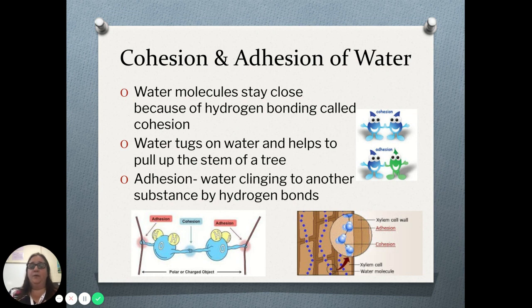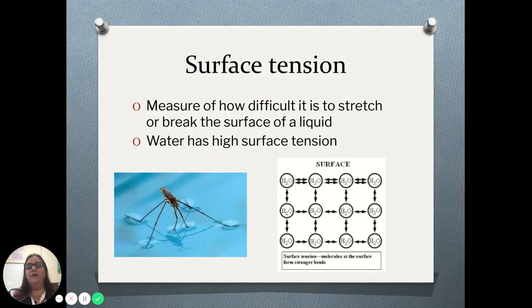And this is super important for plants because it's what helps plants get water up the stem. The water molecules stick to each other and form a little chain, but then they also stick to the plant cell walls called the xylem, and that helps them to move up all the way from the roots to the top of the trees or the plant.